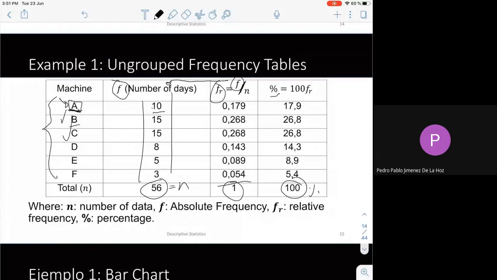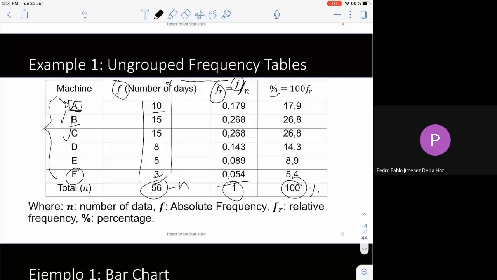Now, on the other hand, machine F is the one with the lowest number of days in which the machine was used. Only 3 days that machine was used. So even though it's a very simple table, please notice that it gives us information. We can get some insights about the original data. So that's why these frequency tables are useful.